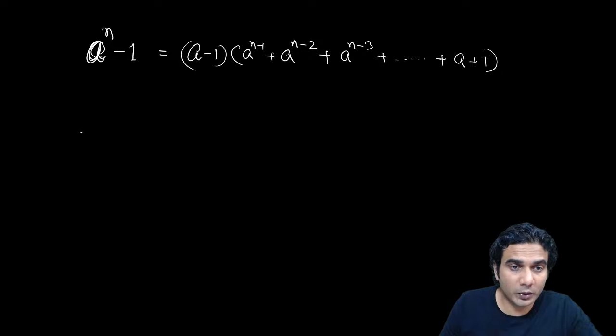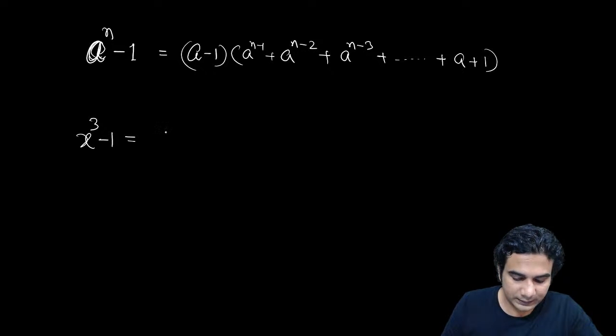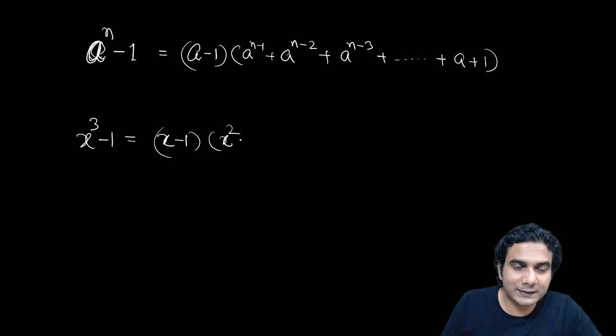Proving part we'll do tomorrow. Let me do some examples. If you have x cube minus 1, it will be x minus 1 into x square plus x plus 1. All right, x square plus x plus 1.